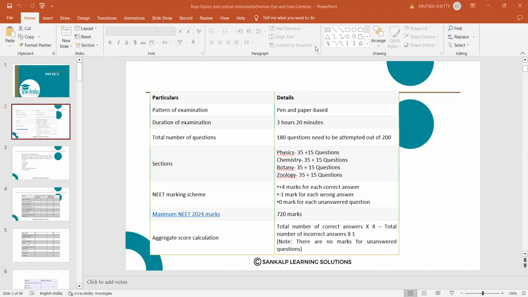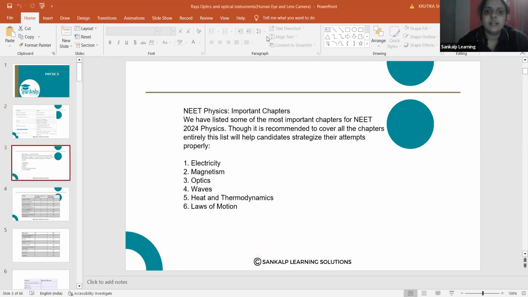Then next, here we have, in NEET physics, which lessons are important. We have listed some of the most important chapters for the upcoming 2024. That is the electricity part. In the electricity part, we have electric charge and electric field, then capacitors, then electric potential, current electricity. These three lessons come under electricity.